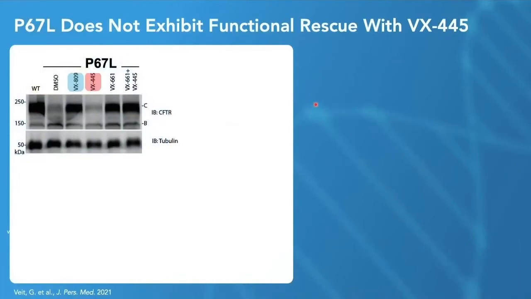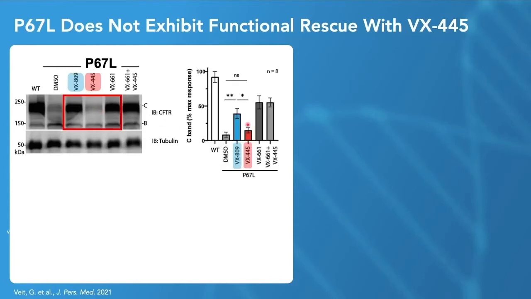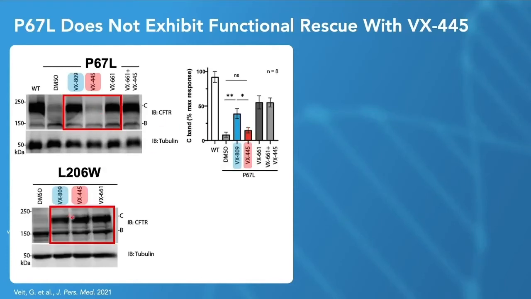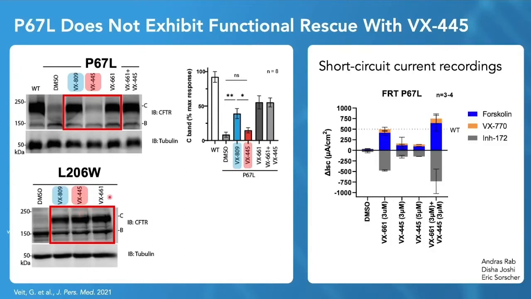I am just going to briefly summarize Min-Soo's data here, which was quite exciting because, again, P67L actually showed a divergent response to VX445. You can see here how it is corrected by 809 and also its analog 661, but VX445 is not effective at restoring P67L band C levels. And this is in contrast to L26W, which is very well corrected by VX445. This is also mirrored in a functional measurement of short circuit current recordings conducted by our collaborators. And here you see nice restoration of CFTR conductance with 661, but to a much smaller degree with 445 at different concentrations.